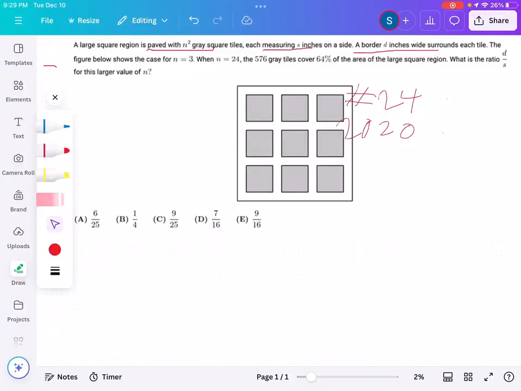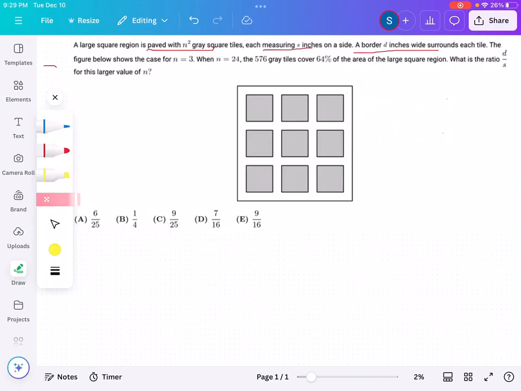What's up guys, today we're back with another AMC 8 problem, and this was problem number 24 in the 2020 exam. So, personally, this was one of the hardest problems I've ever solved, but let's jump right in.